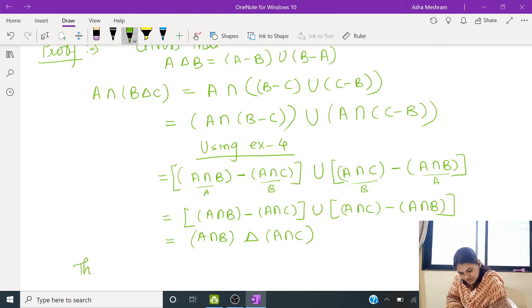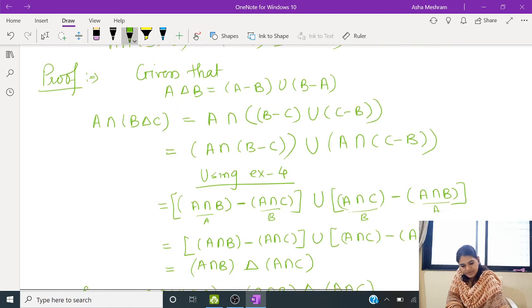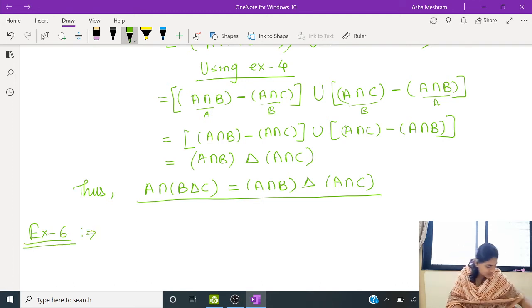So thus A intersection (B symmetric difference C) is equal to A intersection B, symmetric difference A intersection C. So this is proved. This was example number 5. Now we take the last example, example number 6.